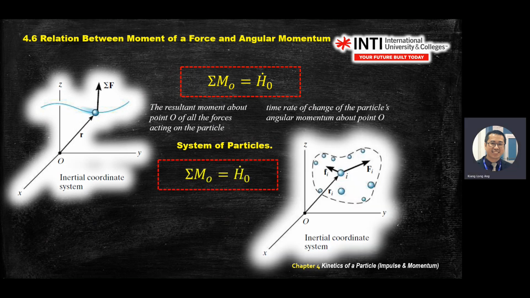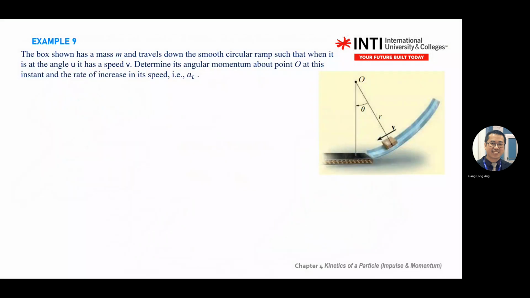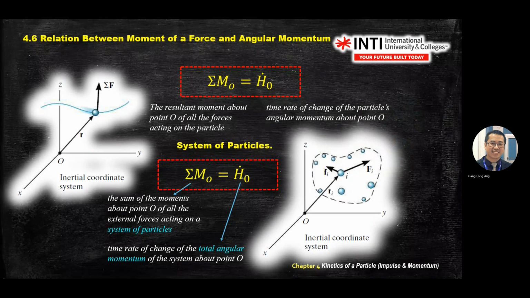This is just an illustration of what happens when you study rigid bodies later, right? Okay, let's look at how we apply this. The resultant of moment means all the moments inside the system will equal the rate of change of your angular momentum.